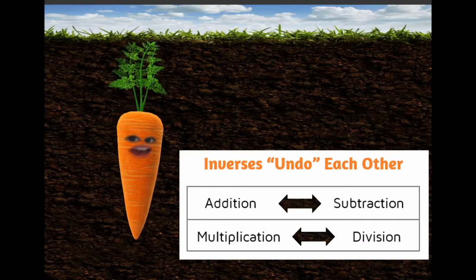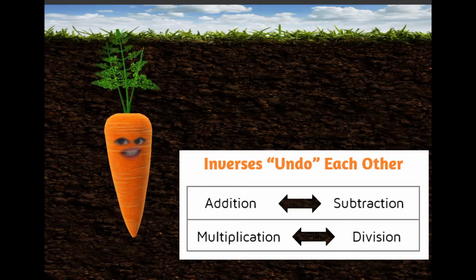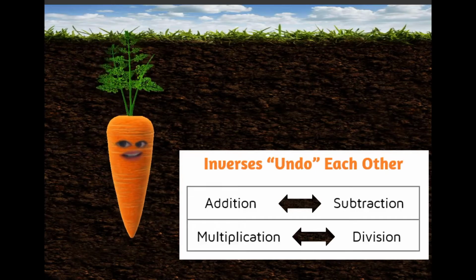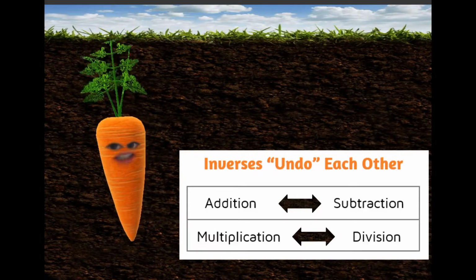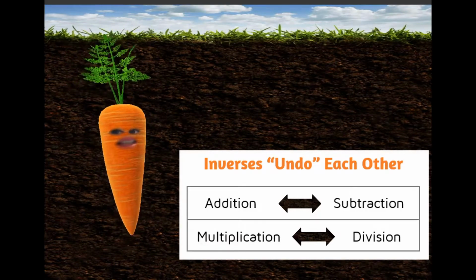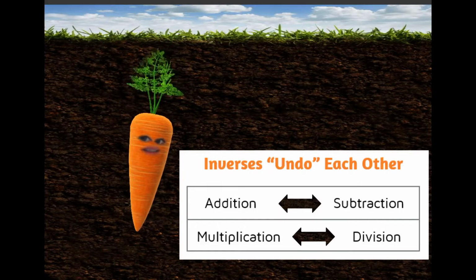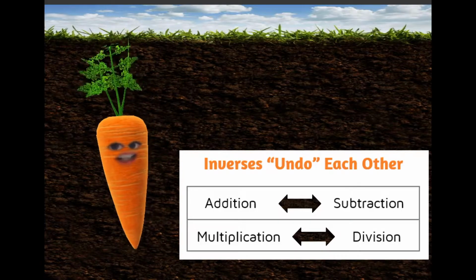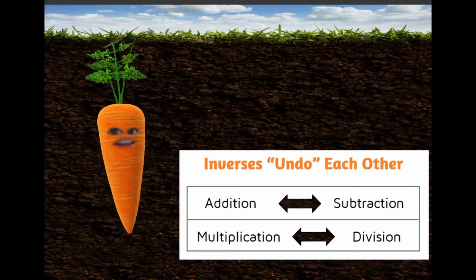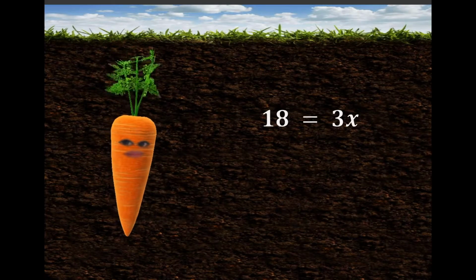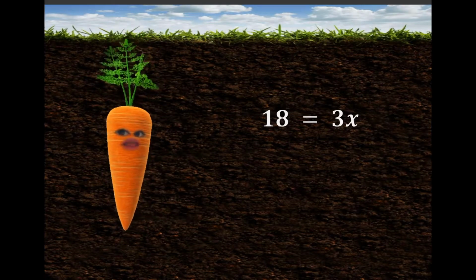So we did the opposite operation, or in other words, the inverse. So when we had addition, the plus 7, we did subtraction, the minus 7. And we can do that for multiplication and division as well. It's like undoing something. Here we have 18 equals 3x.